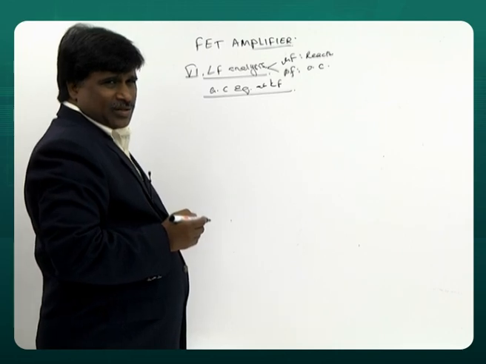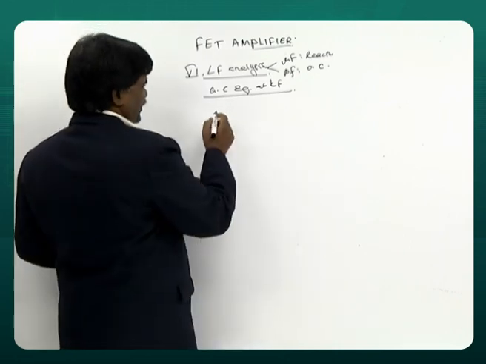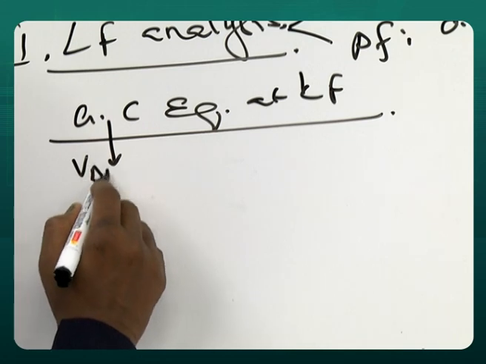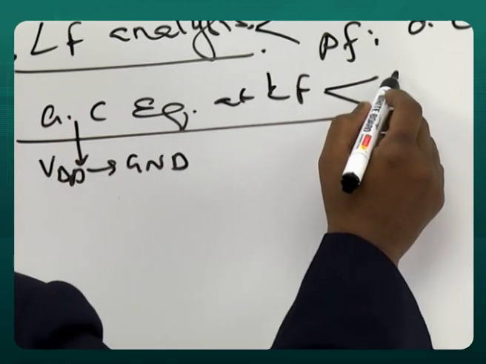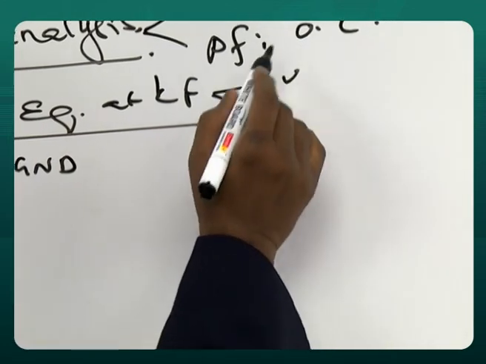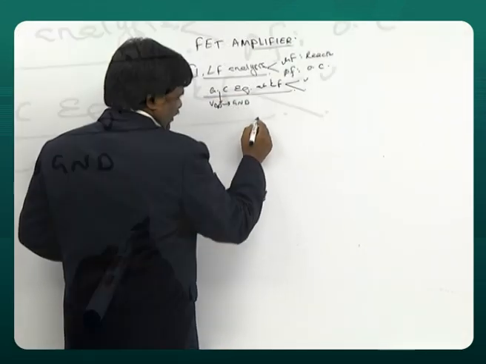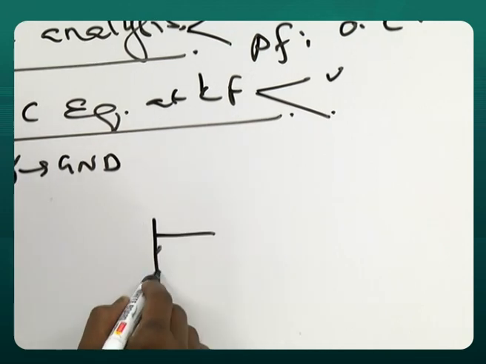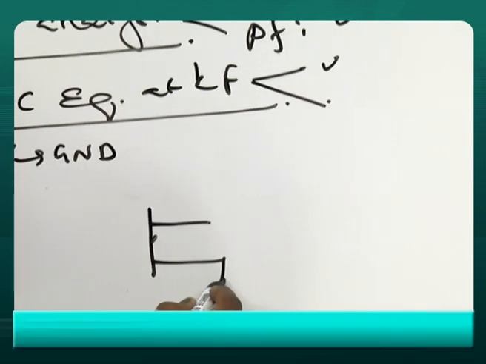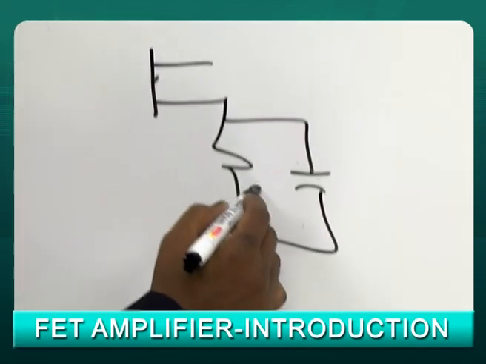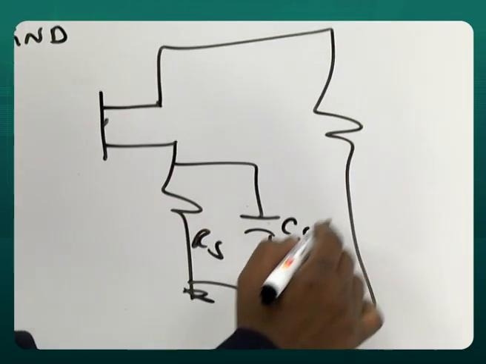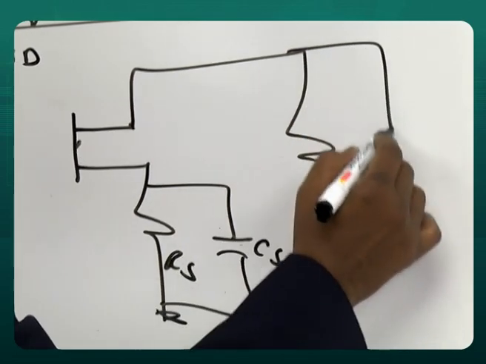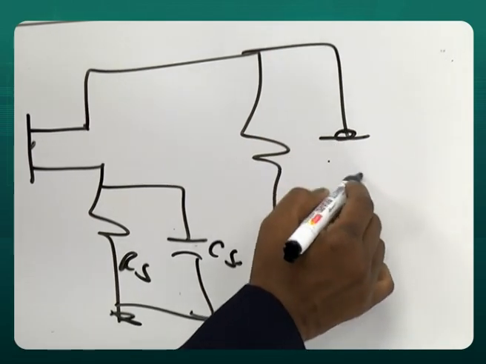AC equivalent at low frequency. AC means, as I already said, supply is grounded. Low frequency is already told you. So now what happens is all microfarad capacitors come into picture. RS, CS, RL, CL is open circuit.